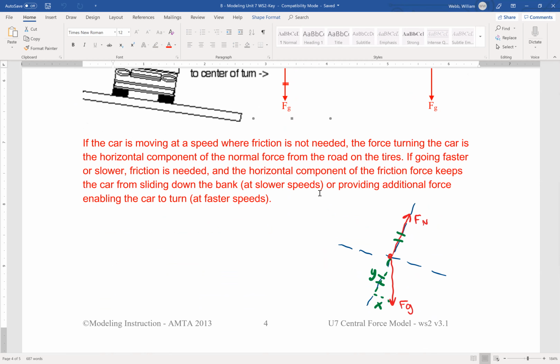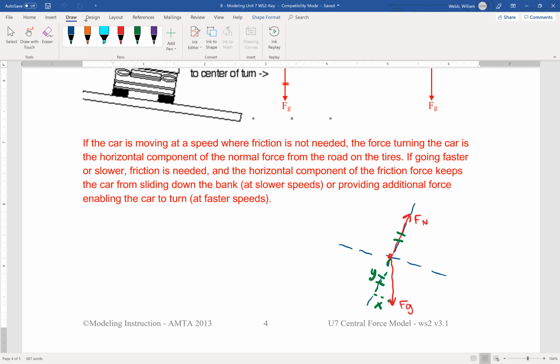Now here's the part that I don't think they do a very good job of explaining here. It's clearer in the paragraph, but I don't think it's real great in their pictures. So let's talk about the first scenario. The first scenario is this car is traveling at the perfect Goldilocks speed.